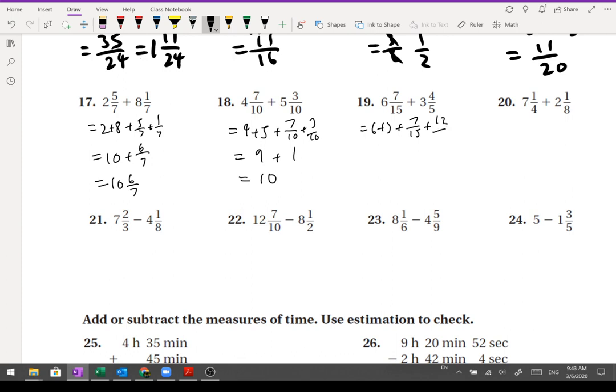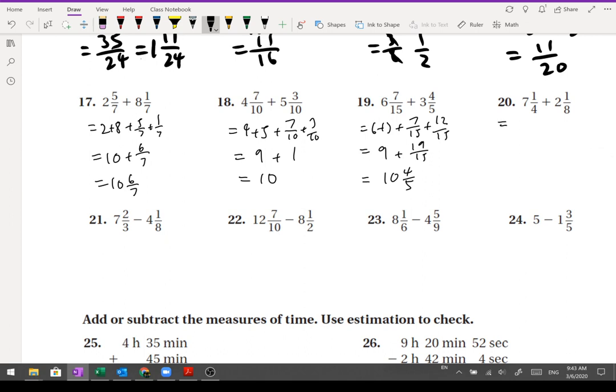That's going to be 12 over 15, and so that's 9 plus 7 plus 12 is 19, 19 over 15. And so 19 over 15 is the same as 1 and 4 over 5. So that's going to be 9 plus 1, 10 and 4 over 5. So I'm skipping some steps over here. Hopefully you are able to follow along.